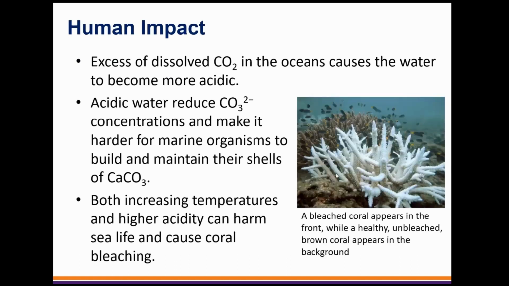So this is an example of what occurs to the coral. The white coral here shows that the coral is bleached because it's too acidic and the temperature is very high. But the one at the back shows healthy coral, which has a brown color. So this is an example of what happens if we have too much carbon dioxide in the atmosphere.